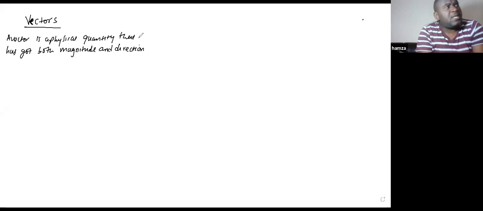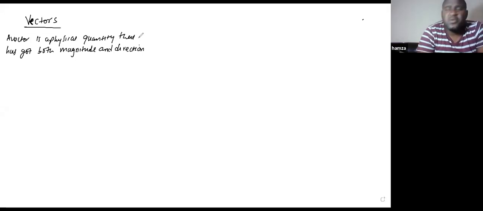So what does that mean? It means that if you have a physical quantity, for example, like what? Displacement. Displacement is different from distance. So displacement is a vector, while distance is not a vector. Displacement is the distance you cover in a specified direction. So it would have a magnitude, which is the distance, and it will also have a specific direction it's directing you to.